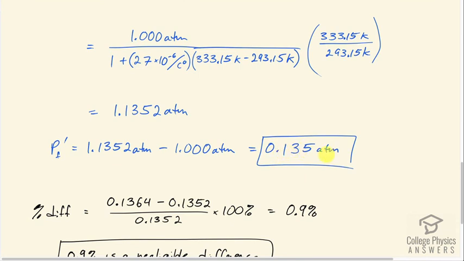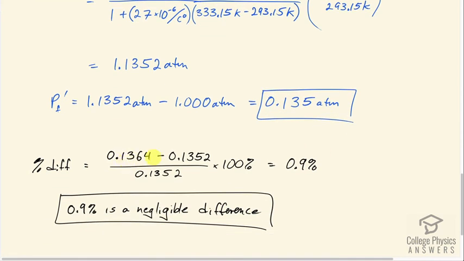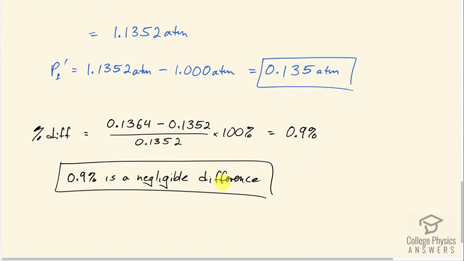0.135 atmospheres, and well, now we find the percent difference between this scenario where we do account for the volume expansion of the glass versus part A where we did not account for it. So we have an answer of 0.1364 without accounting for the expansion, minus 0.1352 when we do account for it, and divide by that number there, and we get a 0.9% difference, and that difference is negligible.